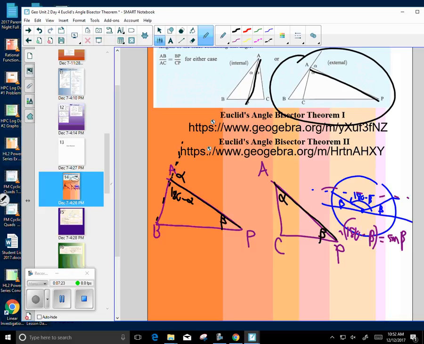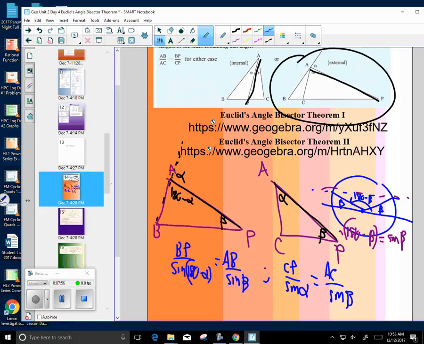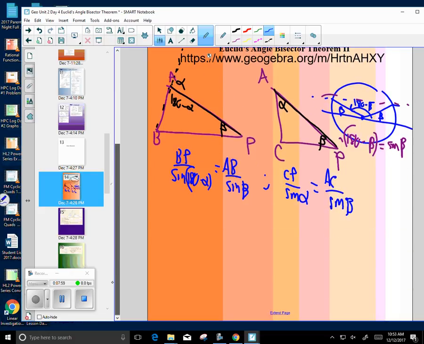We're going to use the law of sines again, and now all should be well with the world. We have BP over the sine of 180 minus alpha should be equal to AB over the sine of beta. For here, we're going to have CP over the sine of alpha equals AC over the sine of beta. Do my little trick where I put those together.